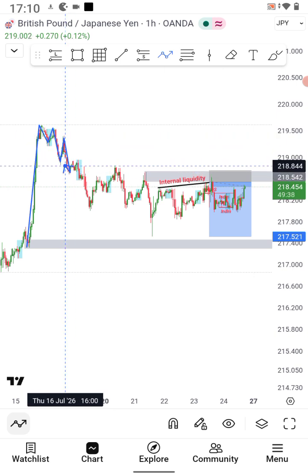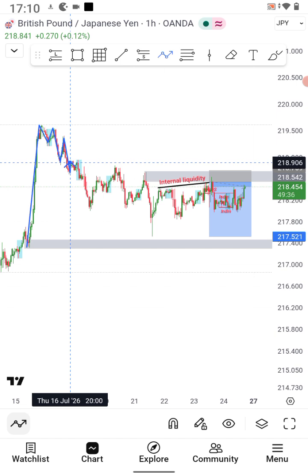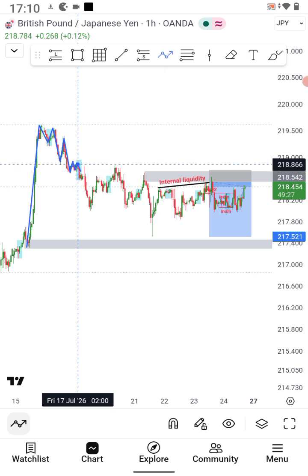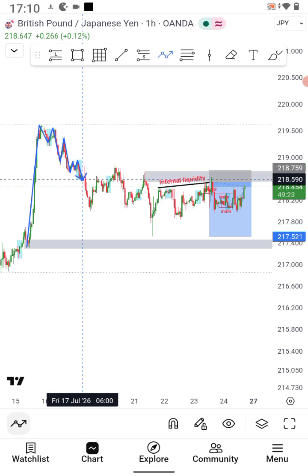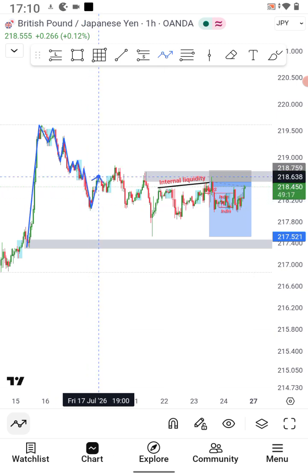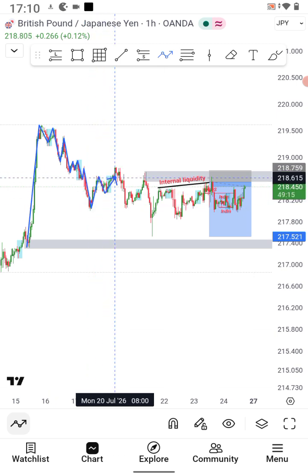Market gave an internal structure while retracing downwards. Then it did this. That's internal liquidity. Then it came, swept the internal liquidity and then dropped. Small internal liquidity here, it did that, engineered more internal liquidity, came and swept it.